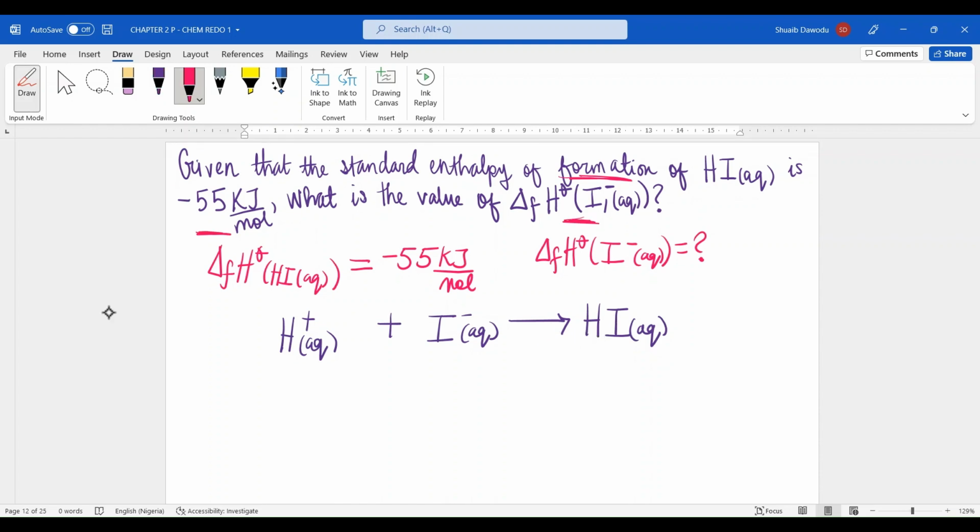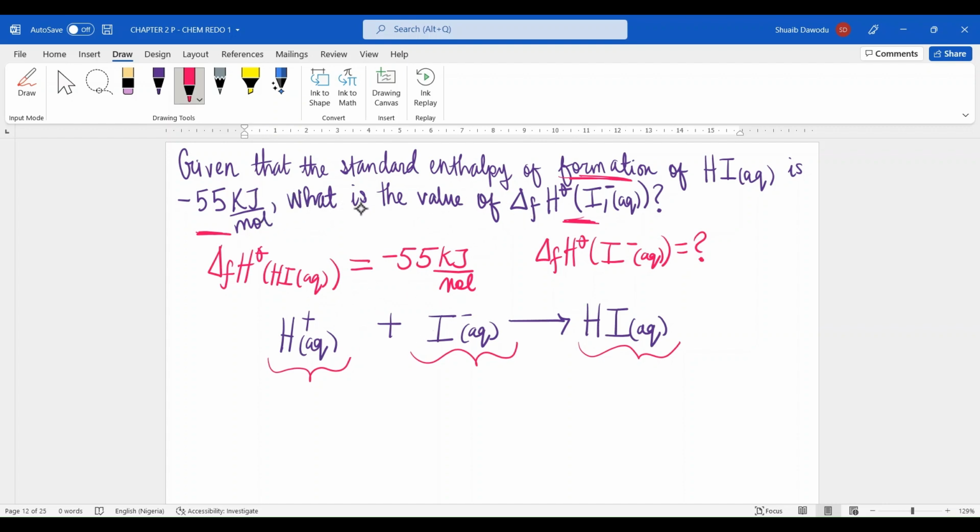For those of you who do not know, the change in enthalpy of formation for molecules and compounds is determined experimentally using a bomb calorimeter. So this negative 55 kilojoule per mole was derived experimentally. What this is telling you is that for the equation H plus plus I minus to give you HI aqueous, the normal expectation is to use a formula to determine this, because we already have at least one of the values.